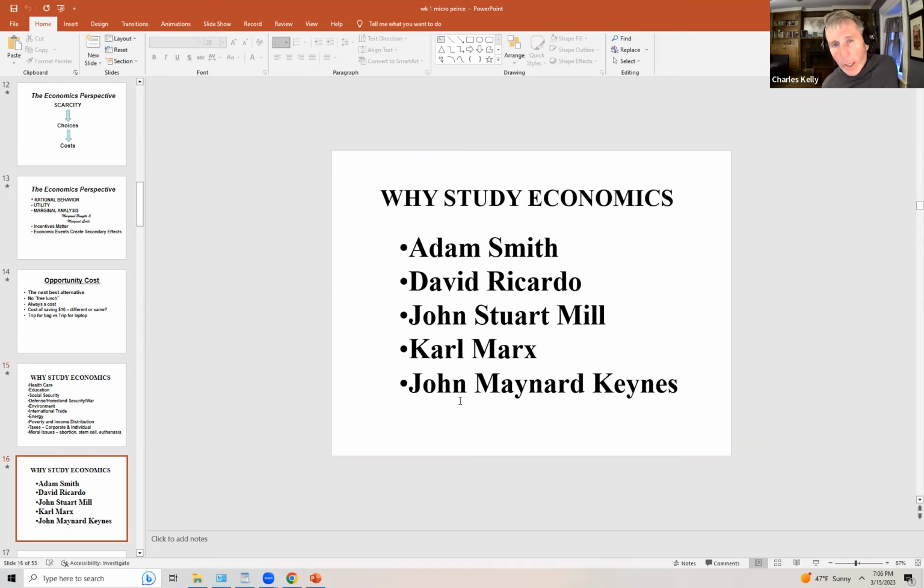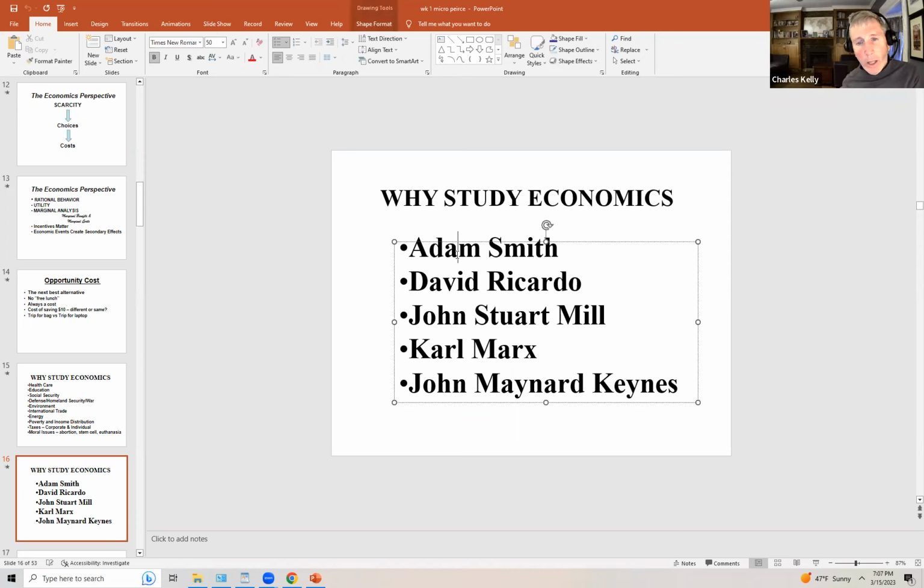All right, now, every 4 years we elect a president. Every couple of years, we elect senators and congressmen and women. We have state and local elections, and we'll talk about the different types of government. Every idea proposed by politicians today was offered to society by economists yesterday. So when you look at these people, Adam Smith, David Ricardo, John Stuart Mill, John Maynard Keynes, and Karl Marx, these are familiar names.